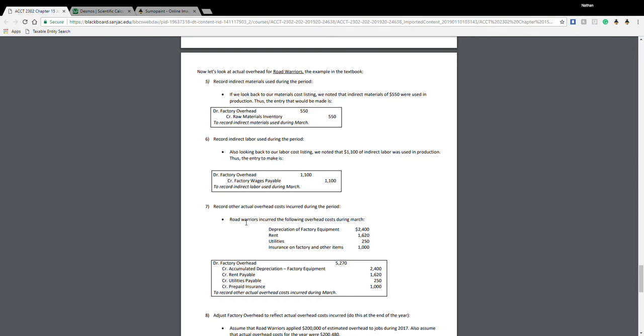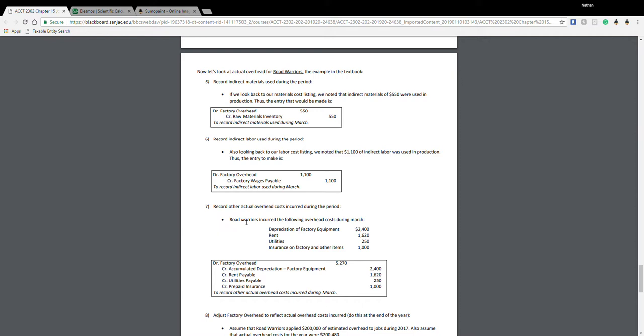But here comes the other one. Okay, so we know the factory is going to have other types of overhead costs. One is depreciation of factory equipment. One's rent on the factory. Again, utilities that had to deal with the factory. And insurance on the factory and other items. So again, our product costs that are indirect, that are non-traceable, are going to be in this journal entry right here.